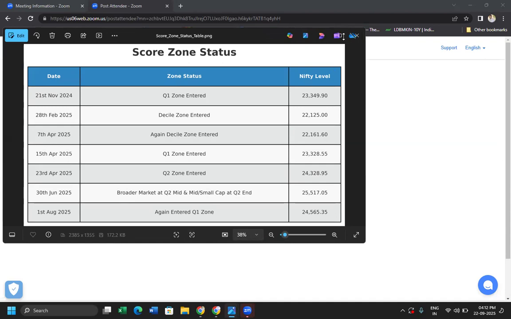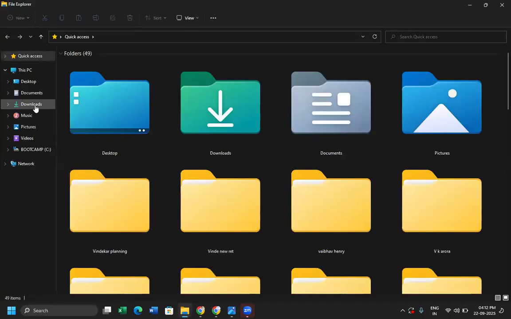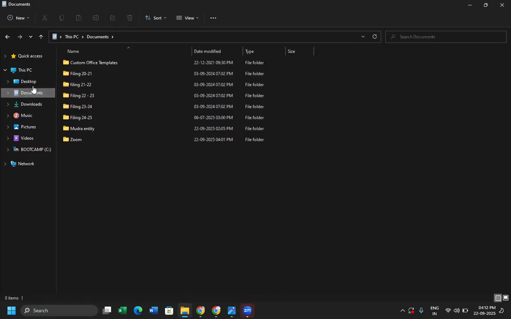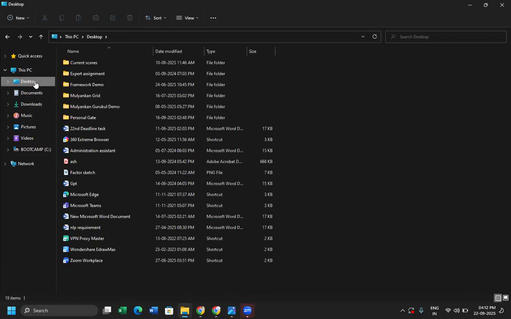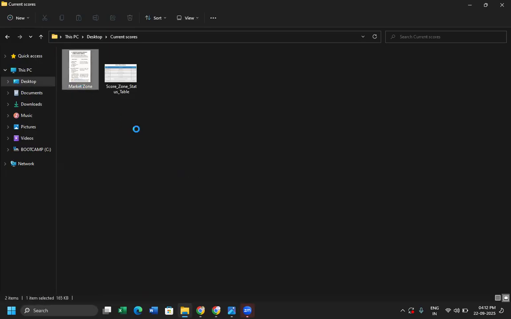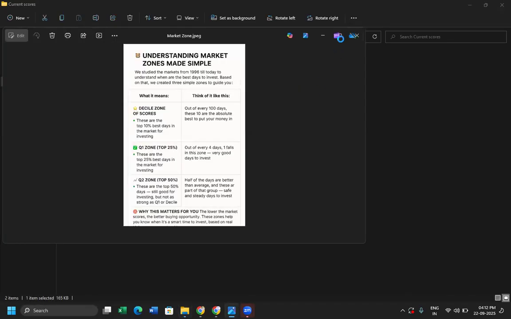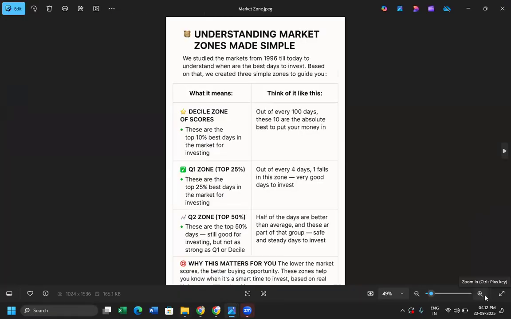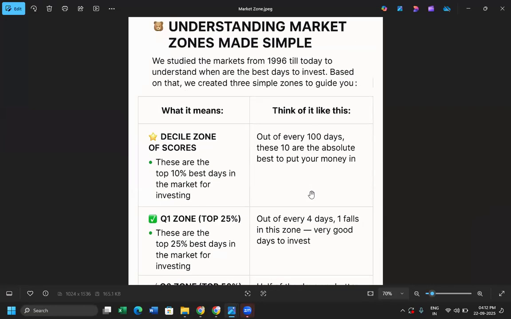For all the new advisors, after the score, we also share the zone. I'm again repeating, the score tells you whether we are in the accumulation zone, the non-accumulation zone, or the zone where we should book the profit. Scores tell you where we are standing in the market cycle, and within that cycle, whether we are in accumulation, non-accumulation, or exit zone.